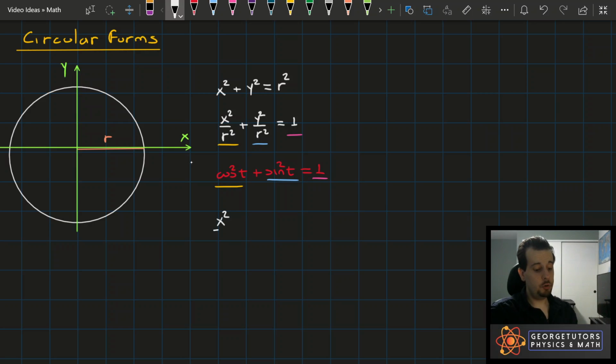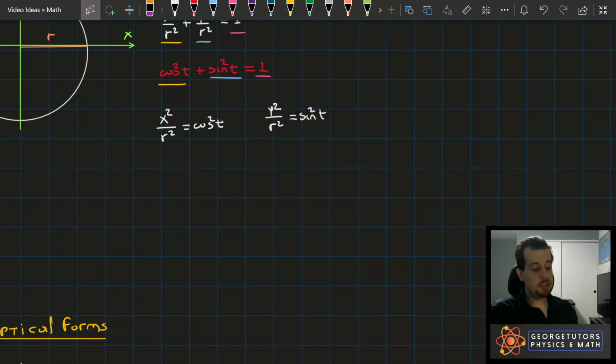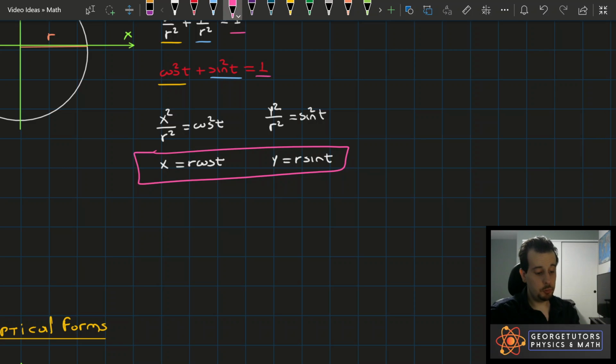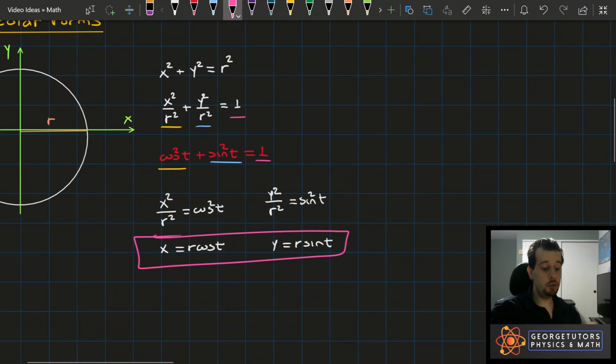Essentially, x squared over r squared, we can set it equal to cos squared of t, and y squared over r squared, we can set it equal to sine squared of t. And now, this invites, of course, a rearrangement, and you can see that x is basically going to be r cos of t, while y is going to be r sine of t. And those are basically the parameterizations that we would use if we had an equation of this form that we needed to work with.